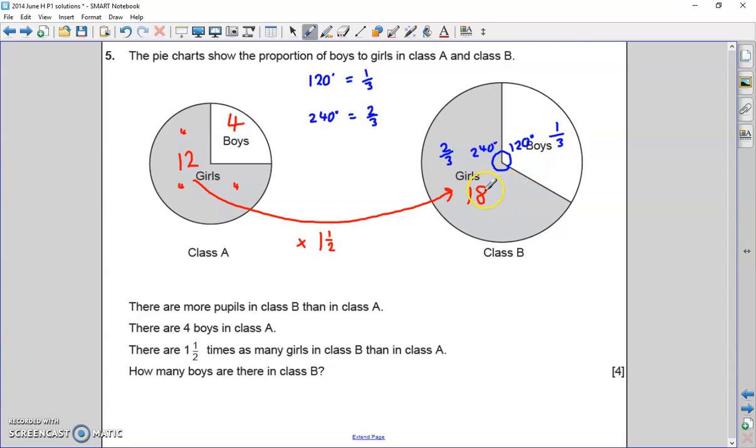There are twice as many girls as boys. Okay, 240 degrees is 18, so 120 degrees must be 9. There are 9 boys in class B, and the marks, the 4 marks, are for various calculations. So spotting the 12 gets you a mark, getting the 18 gets you a mark, and then doing this angle measure and realising that it's doubling and halving, and there are 9 boys. That's the last 2 marks. Okay, so easy enough really, as long as you're comfortable working with pie charts.